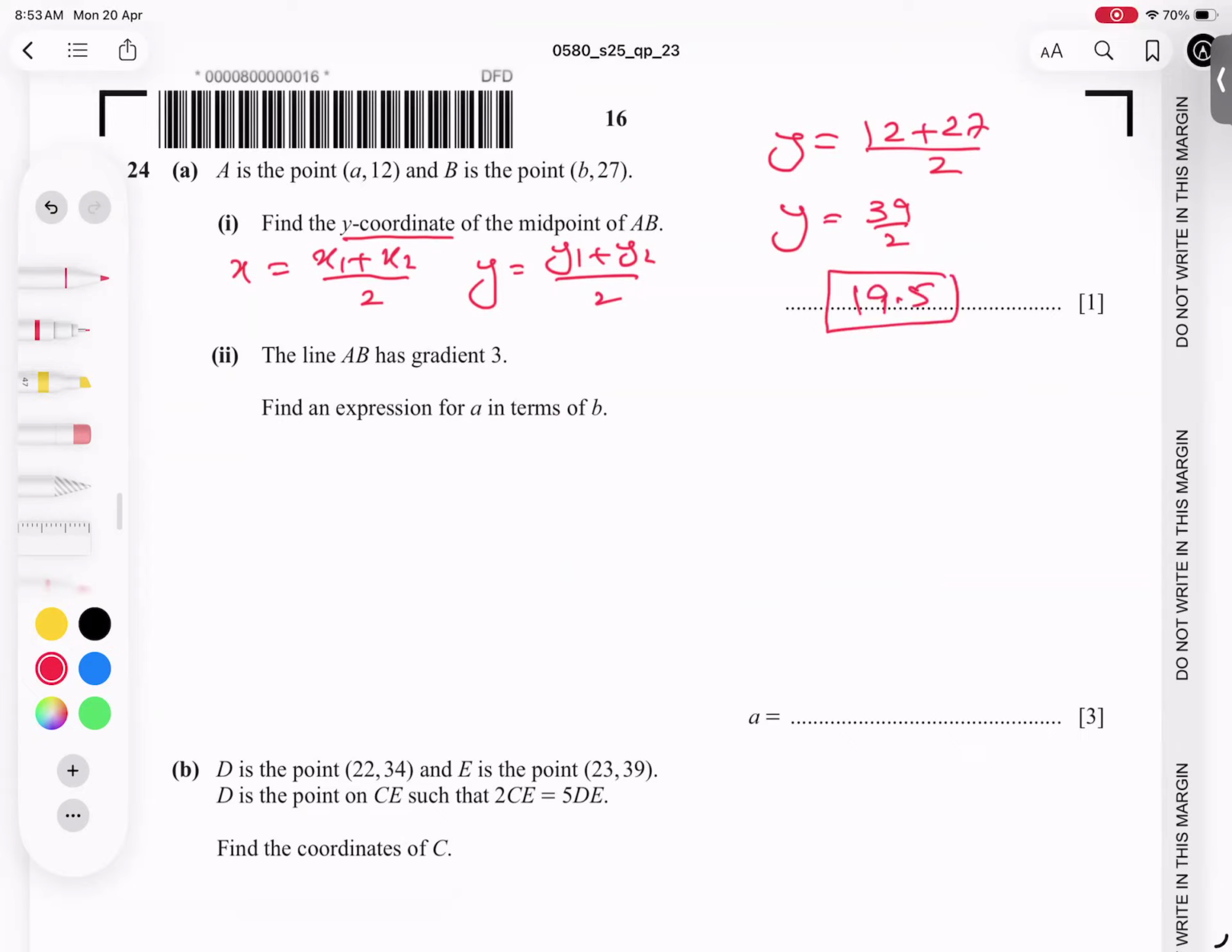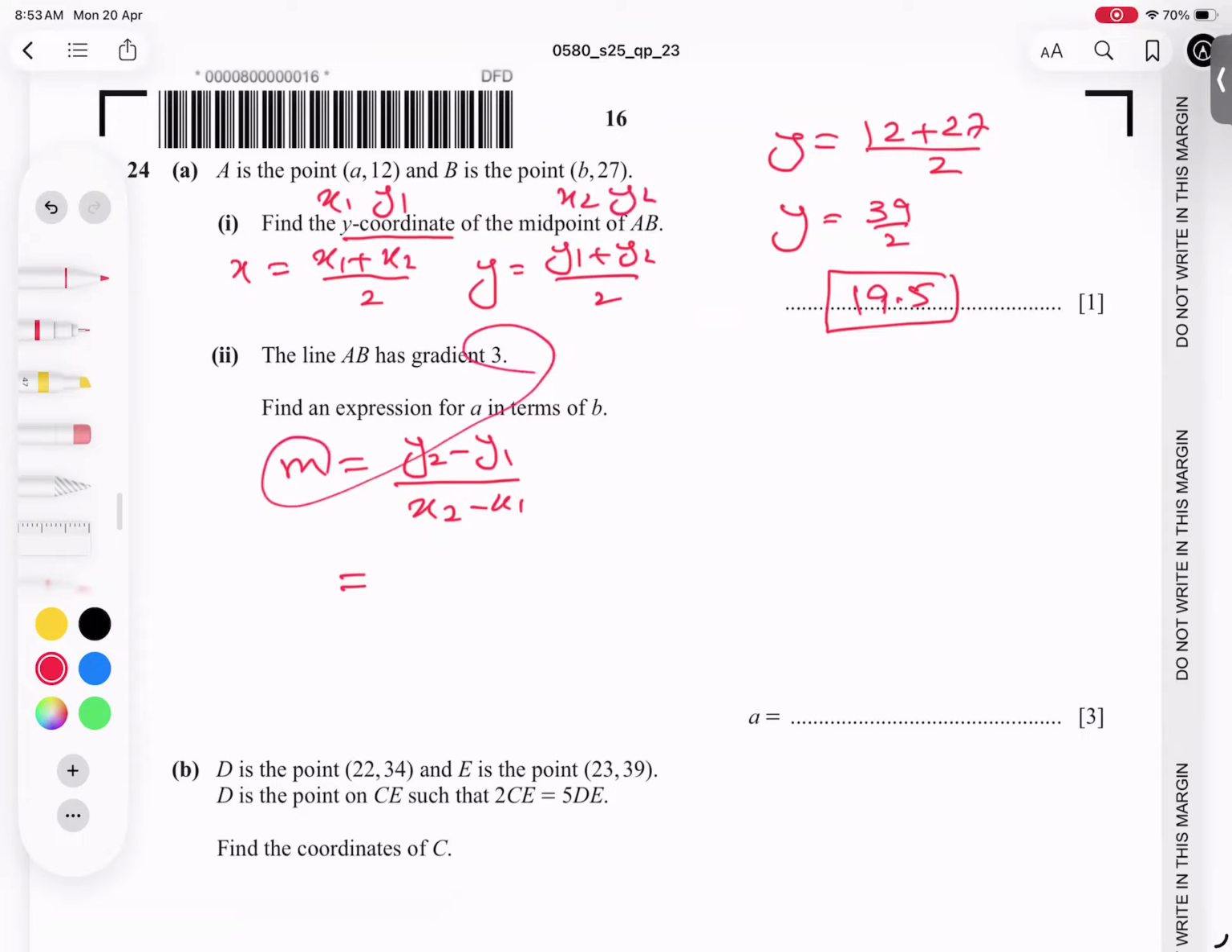Okay, AB has a gradient 3 and express A in terms of B. So it means, what is the gradient formula first, right? The formula is y2 minus y1 over x2 minus x1. I'm labeling on the top here: I'm writing x1, and below x1, y1, x2, y2. I can write in any order, no problem.